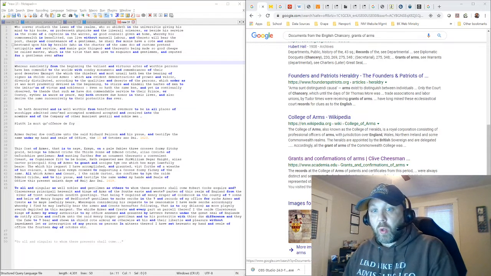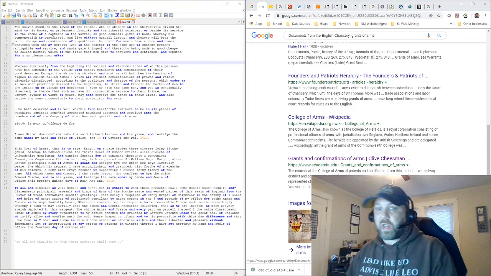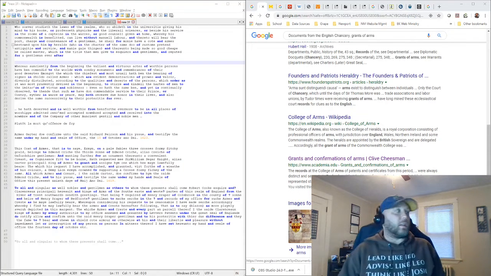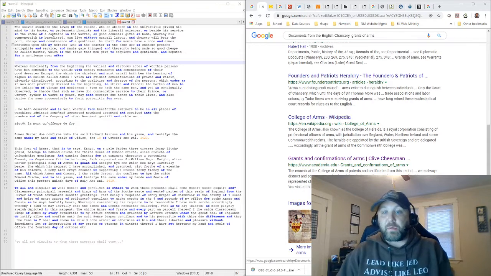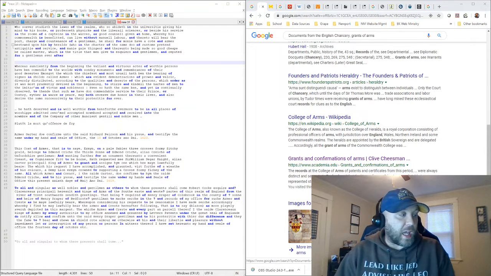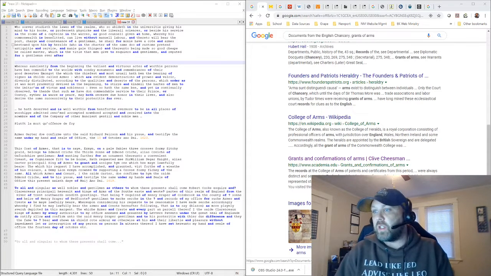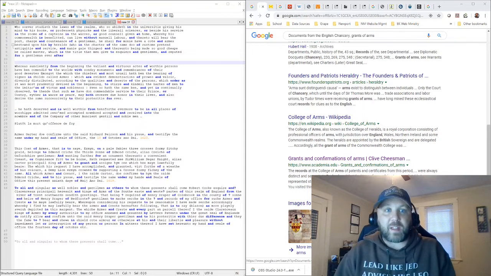Okay, so I am going to be working on a grant of arms text. This is a late-ish period 15th century English text that we're going to be constructing. And the reason why I'm doing this on video is because this is one of those texts where it's not necessarily going to be an independent work of art.